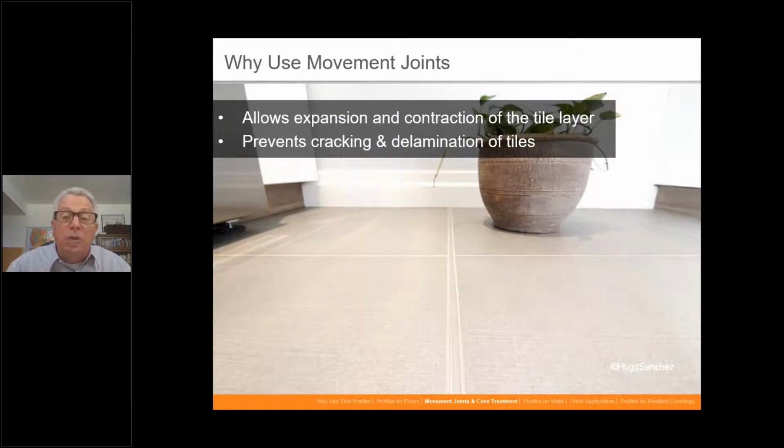So why are we using movement joints? It is to allow the expansion and contraction of the tile layer itself and its relationship between the tile layer and the substrate that it's bonded to below. So it could actually serve the purpose for both of those things.